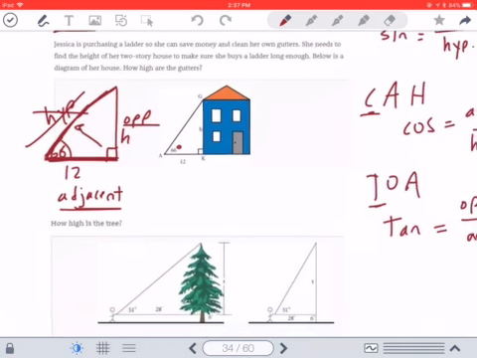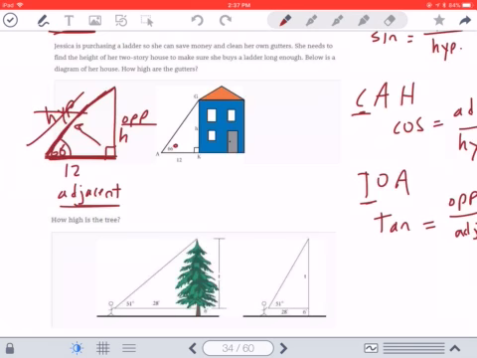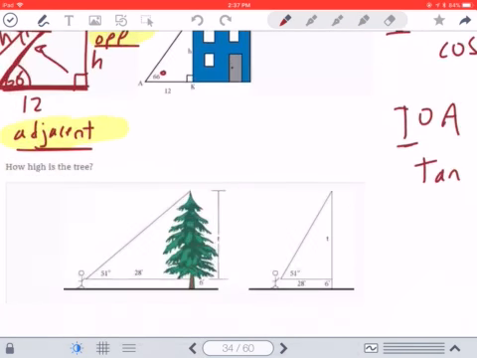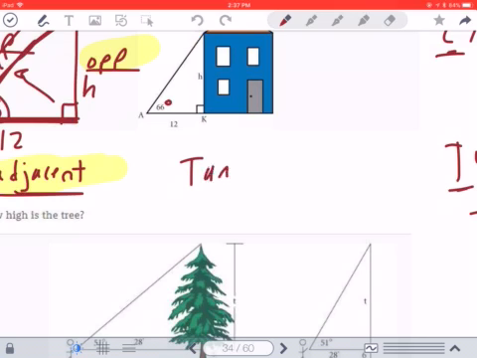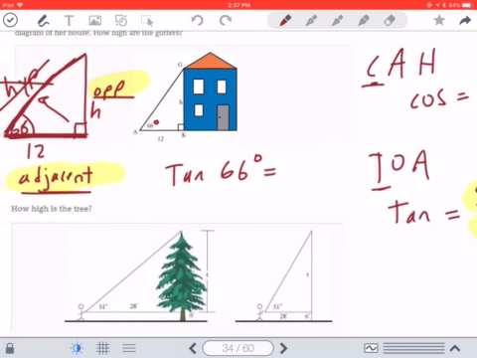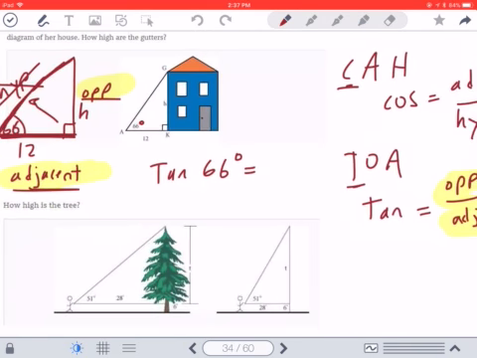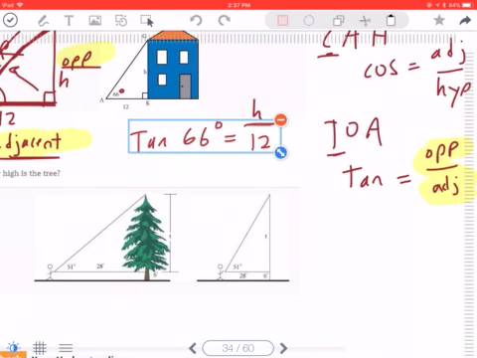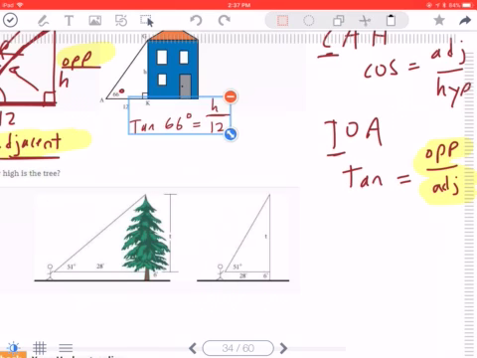So I have to look and see which formula involves the adjacent and the opposite. And if I look right over here, I've got opposite and adjacent. So then I can just solve this. I can say the tangent of 66 degrees equals my opposite, which is H, over my adjacent, which is 12. Once I get this set up, I just have a little bit of algebra to do.